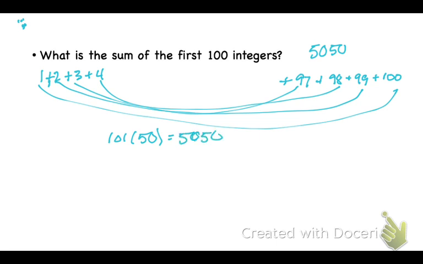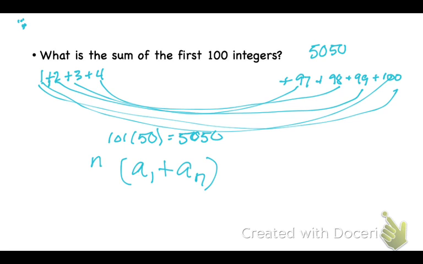Smart man. He was like 7. This works with every single arithmetic sequence. Every single one. Now, I can't do it with infinite. Why not? You don't know what the end is, do you? And what we did is we took the first plus the last, didn't we? And then we multiplied it. So we took a sub 1 plus a sub n, first plus the last, and we multiplied it by n over 2.